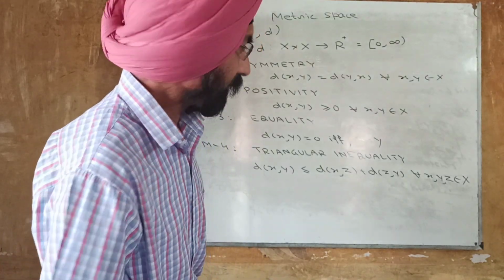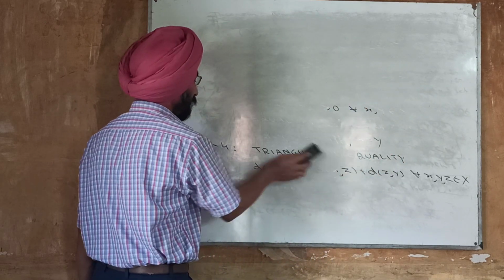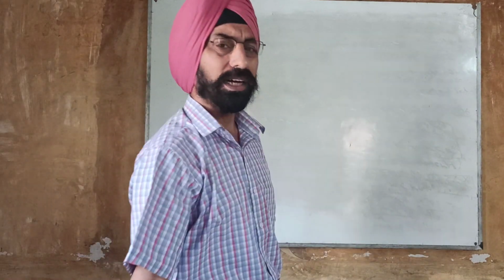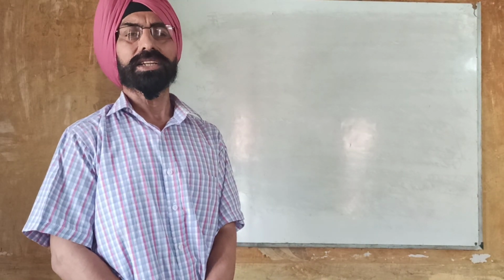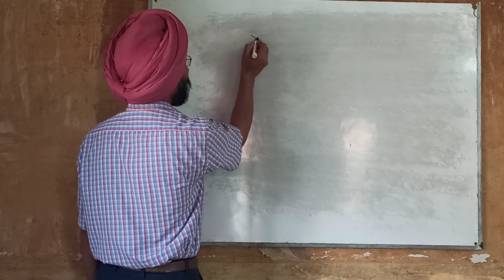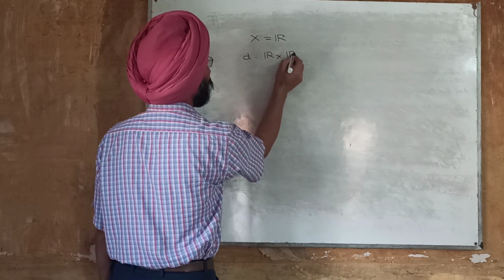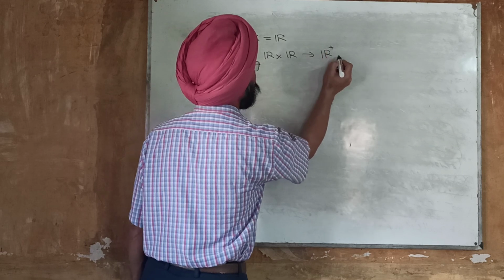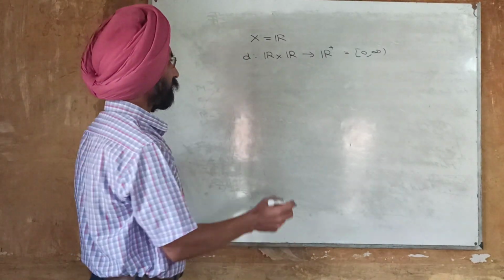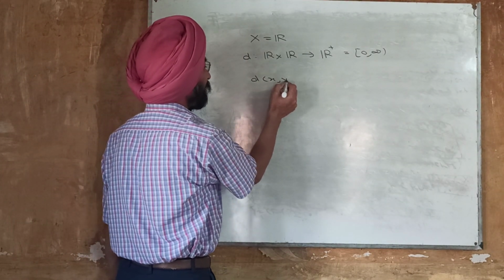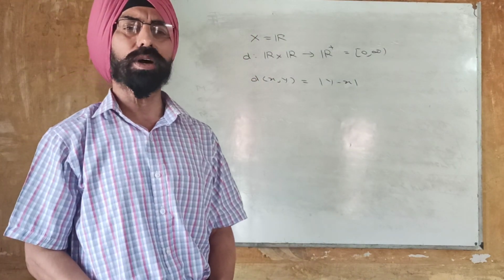metric spaces. Now, as I have discussed earlier, a metric is basically the distance function. So what should the first example be? The first example should be distance in the real line. So if you take X to be R, then d is a function from R cross R to the set of non-negative real numbers including 0, that means 0 to infinity. And now we define this function as d of x and y equal to mod of y minus x, that means the distance between the points y and x.